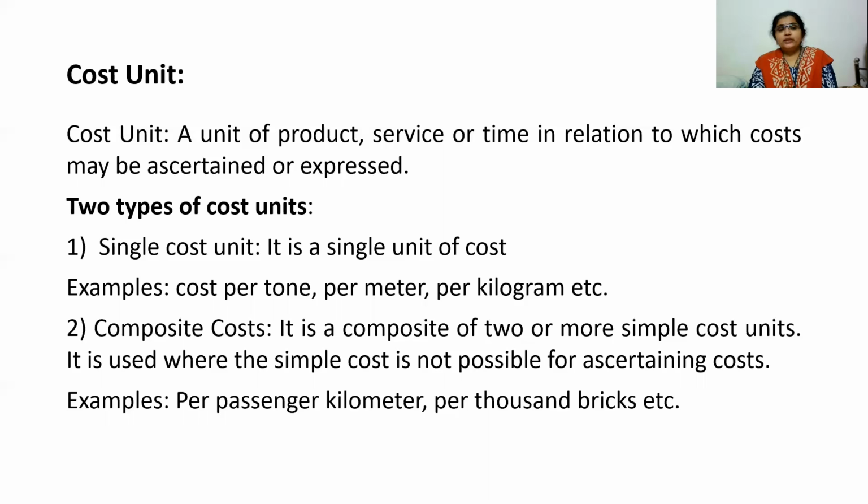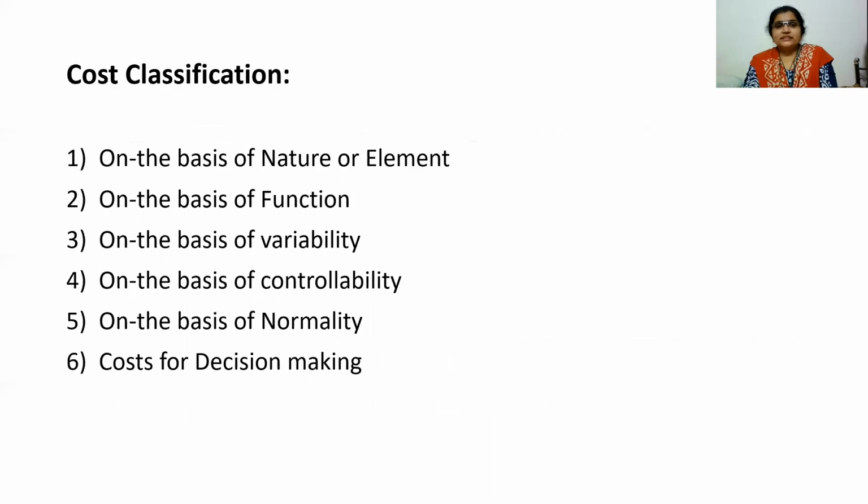Then we have the other one, composite cost unit. A composite cost unit is made up of two or more simple cost units. It is used where a simple cost unit is not sufficient to ascertain the cost. For example, per passenger per kilometer, where there are two parameters to consider, and per 1,000 bricks. These are some examples of cost units.